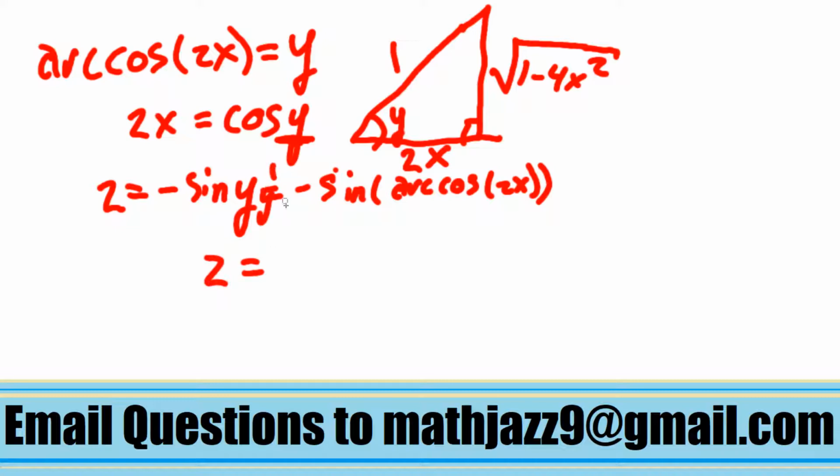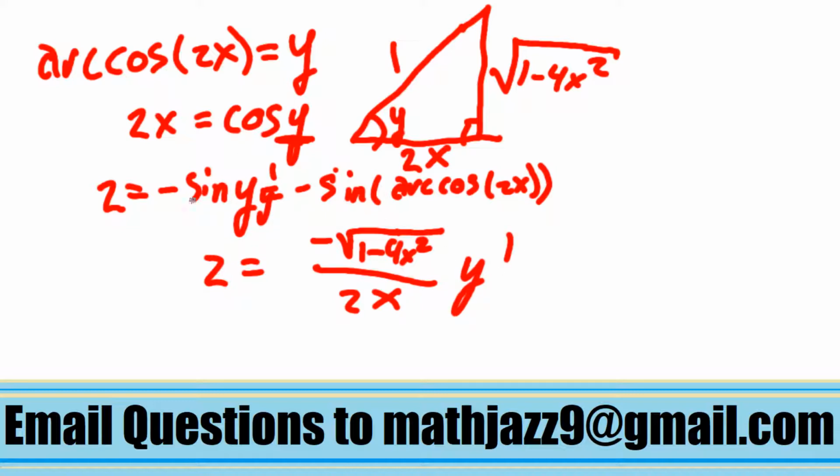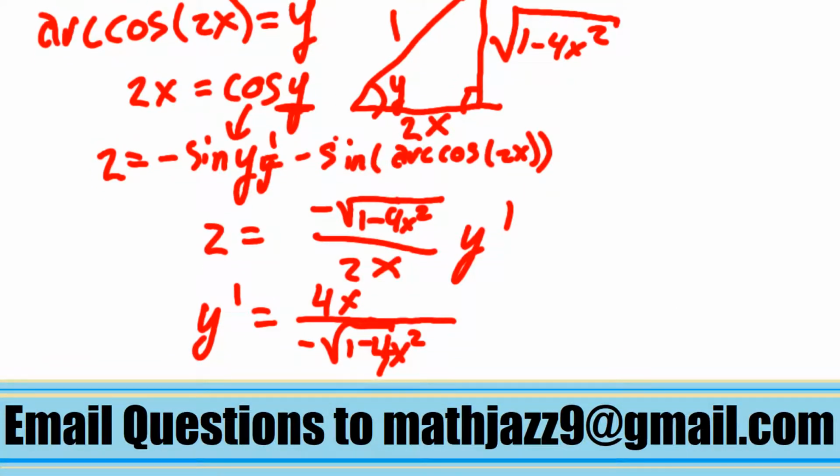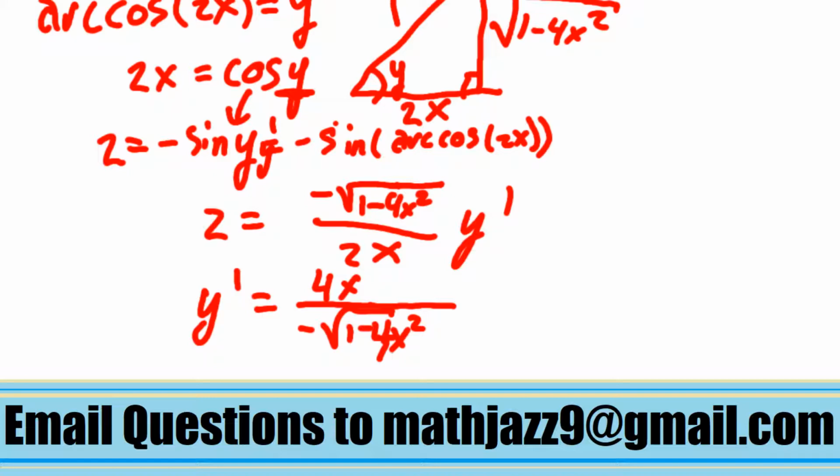This is going to give us that 2 is equal to negative square root of 1 minus 4x squared, times y prime from the chain rule. We have a y prime here because when we did implicit differentiation, when we took the derivative of y going from here to here, we need to multiply by y prime. And we solve for y prime. We get y prime is equal to 2 over negative square root of 1 minus 4x squared. That's under the square root. There you go.